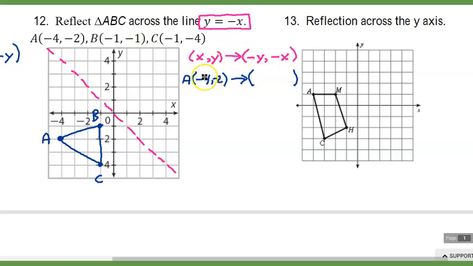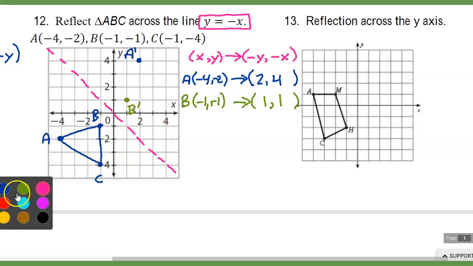So we're going to go to +4, +2, and then switch it to +2, 4. So 2, 4 up here will be A prime. And B, which is starting off at -1, -1, take the opposite of both, +1, +1, and then switch it, which will not change it, so 1, 1. So here's our B prime. All right, let's go. Lastly, we'll do C, which is -1, -4.